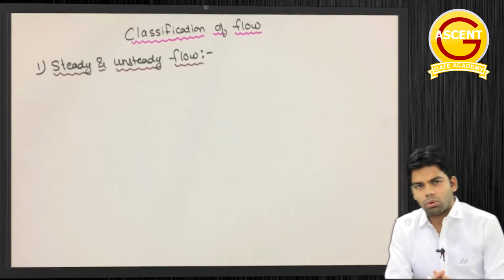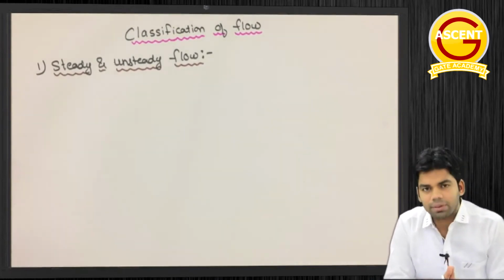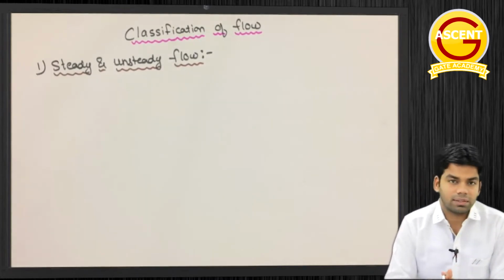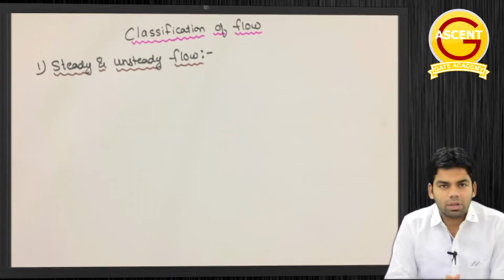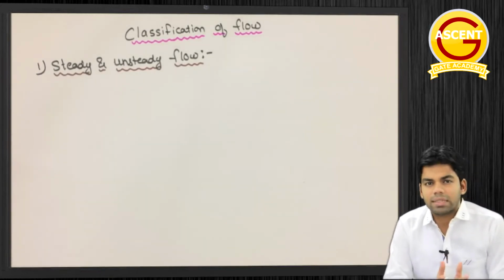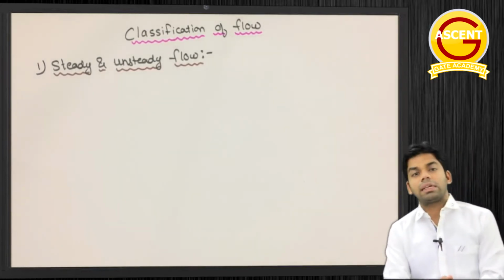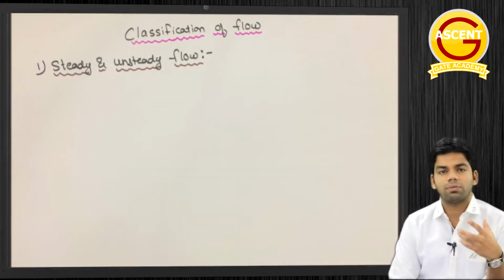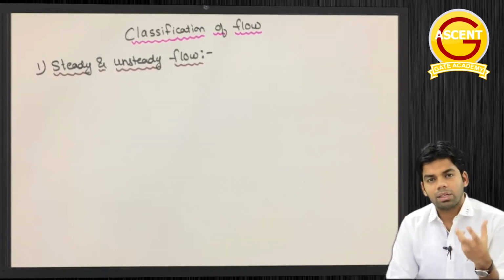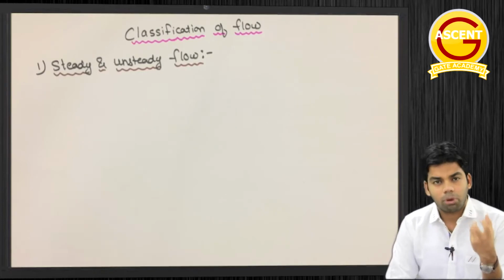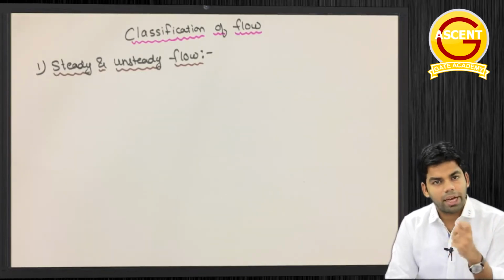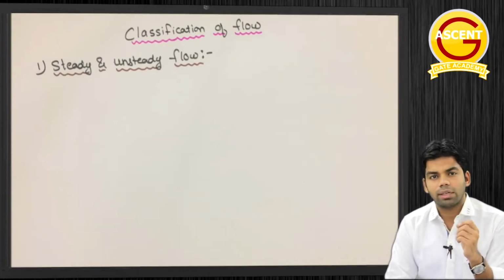Okay, so the flow can be classified in different forms. The very first is the steady and unsteady flow. Now what is a steady flow? If different properties of the flow such as density, velocity, acceleration, discharge do not change with respect to time at a particular location, then we can call it a steady flow.